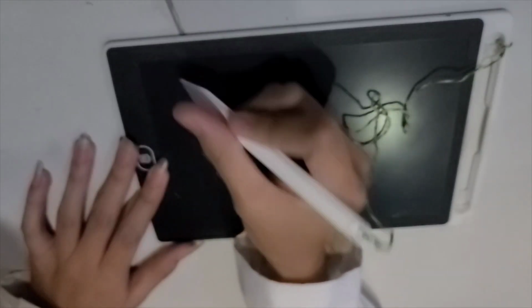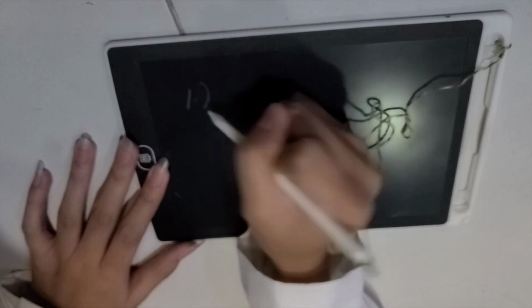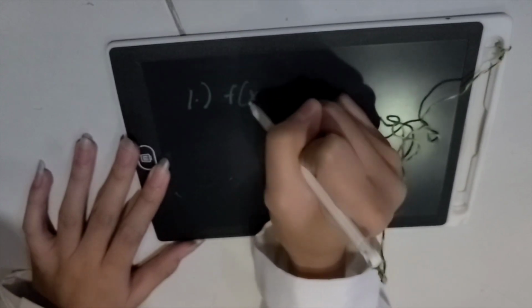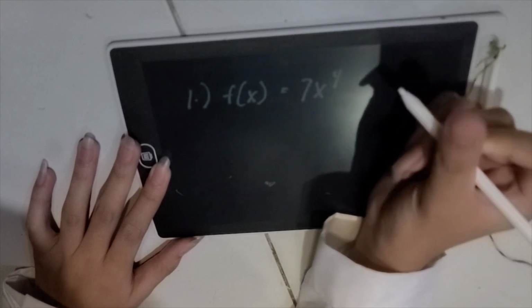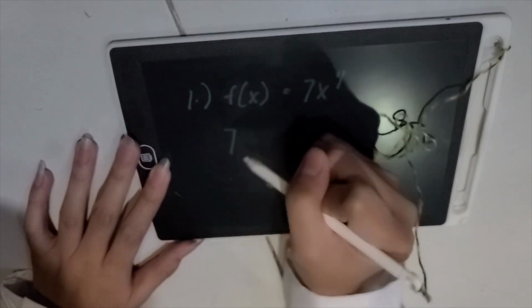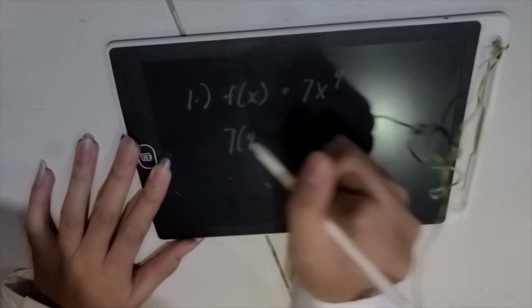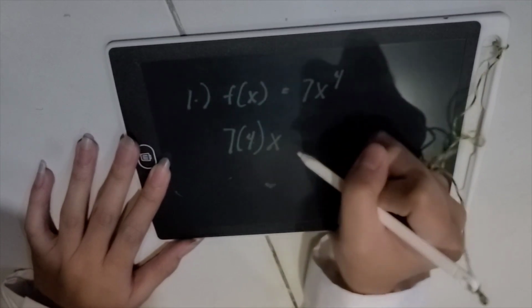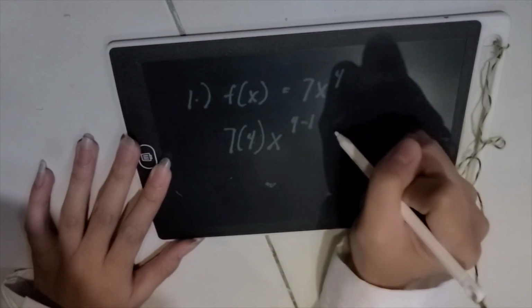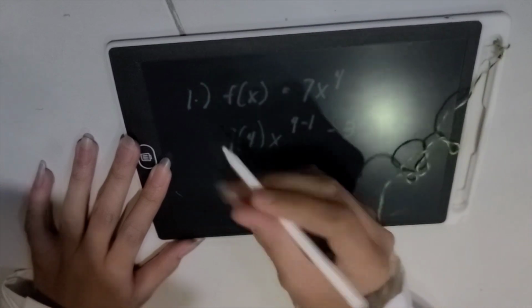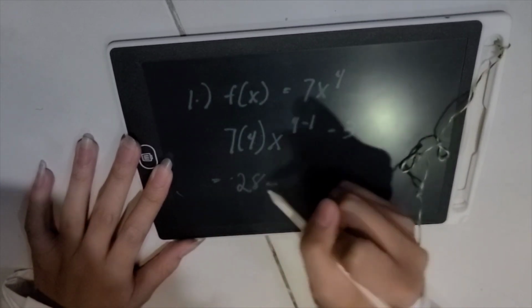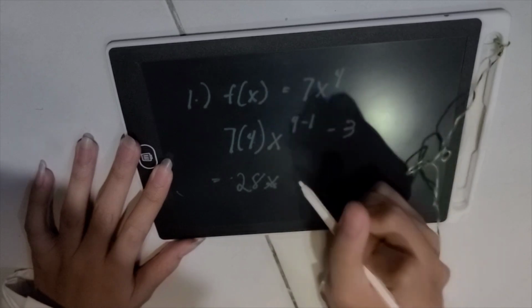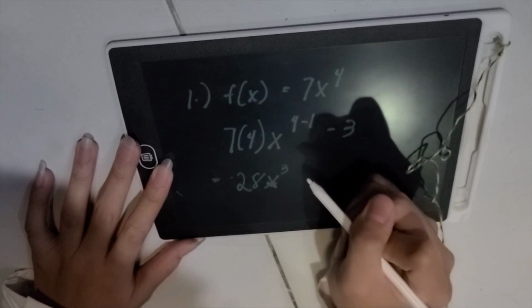Okay, so our first example is f of x equals 7x raised to 4. Sulat na lang natin ulit. 7 times 4, binaba yung 4 here, tapos x, 4 minus 1 is 3. 7 times 4, 28. x, 4 minus 1 is equals to 3.